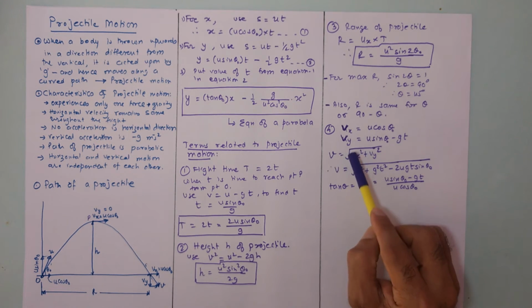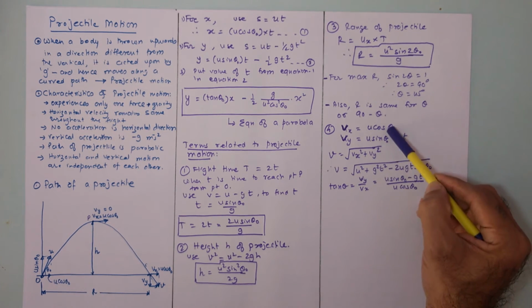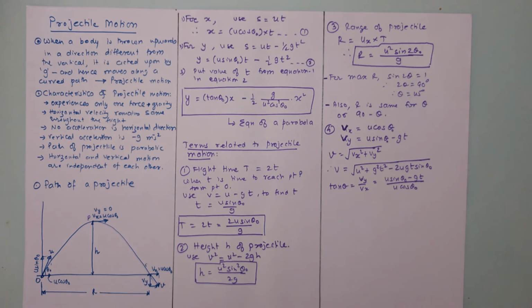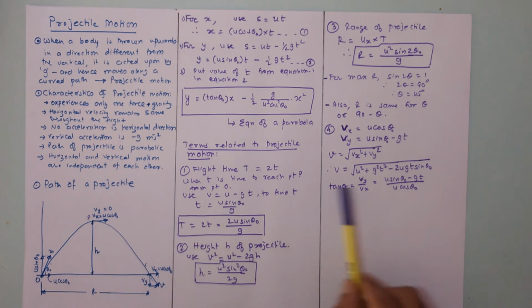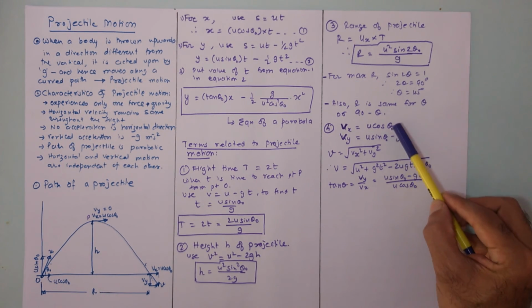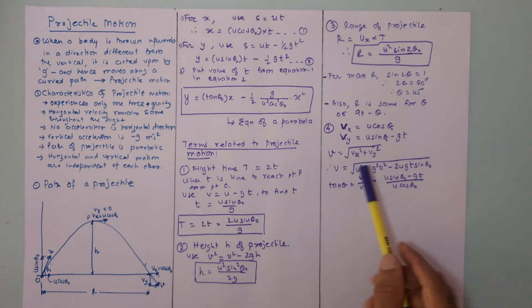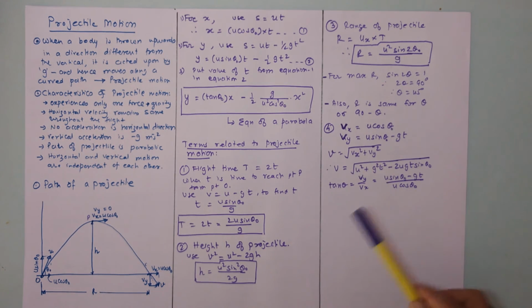And therefore the resultant of these two is the square root of Vx square plus Vy square. So we can take squares of these and we can get the resultant velocity at any particular location. And tan theta is equal to Vy upon Vx, so I'll be able to also find the angle that it makes. So take the ratio of these two and you'll be able to get the angle. So this is how we can find the resultant velocity at any given location throughout the path of the projectile motion.